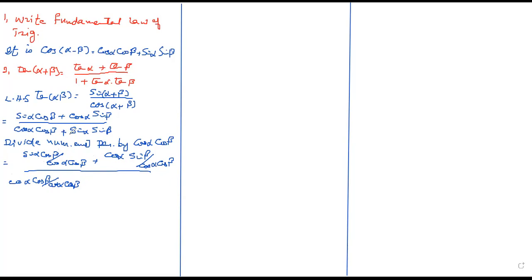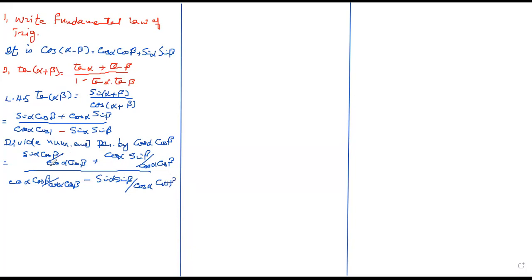And this is minus, I have written it wrong. Sorry for that. This is minus, okay? And this is minus as well. So sine alpha sine beta divided by cosine alpha cosine beta.